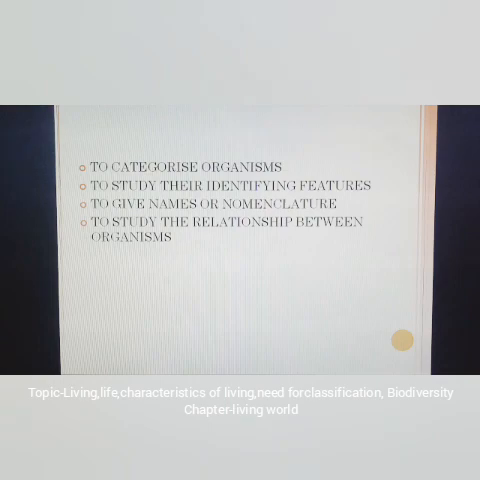So for that reason, classification is very much important for giving names to each and every organism, irrespective of animals and plants, and to study the relationship between organisms. That means whatever organisms are present in this world, those organisms are interrelated with each other by several means or based on several factors.